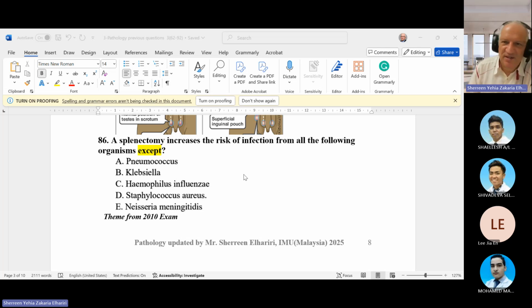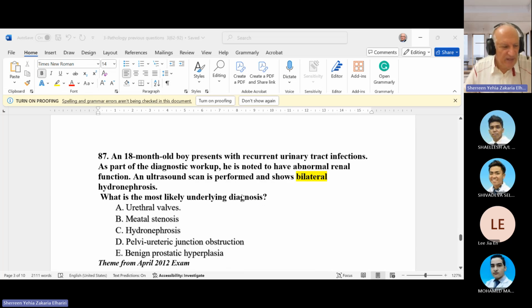So again, what is affected by removal of the spleen is pneumococcal, meningococcal, H. influenzae. Of course, pneumococcal has many species, like Klebsiella pneumoniae, but others not. We're about to finish, so don't worry. We have only 5 questions.